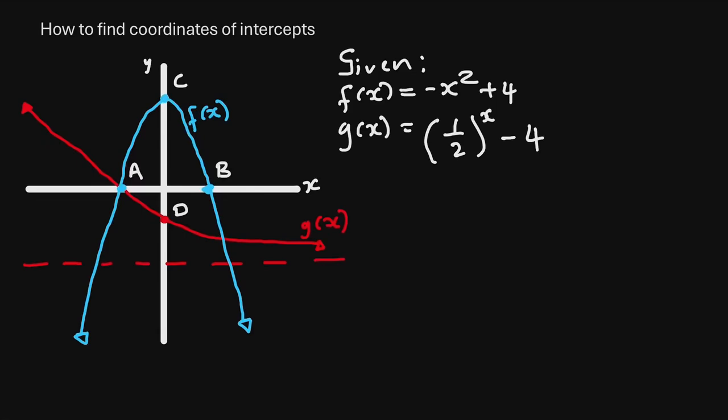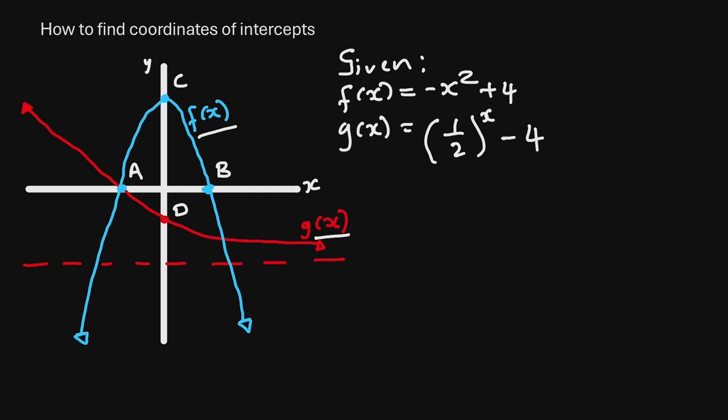How to find the coordinates of intercept. If you are given an equation of a function, it will be very easy to find the coordinates of the intercept. Looking at these functions that we have here, we have two functions on the same graph. It's a function of f and also a function of g.